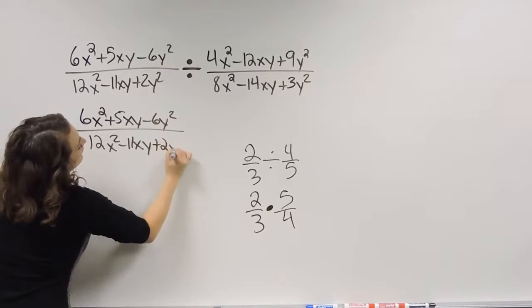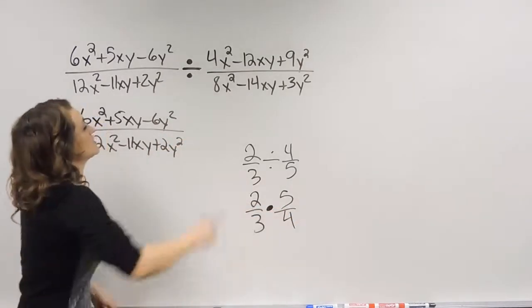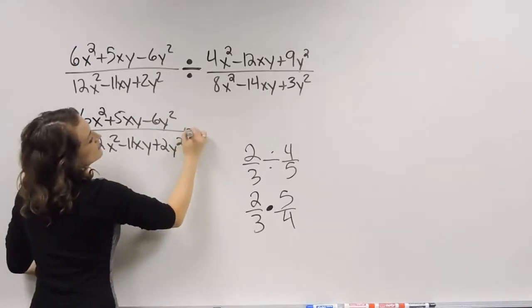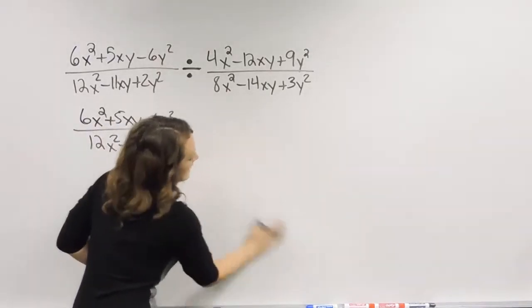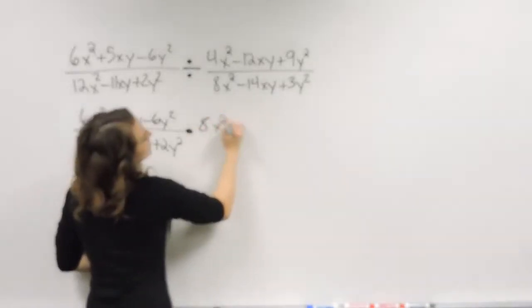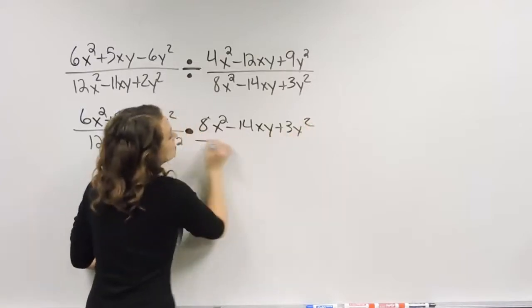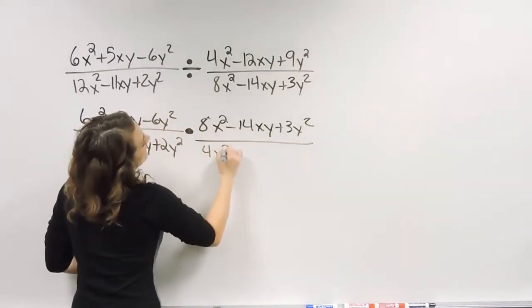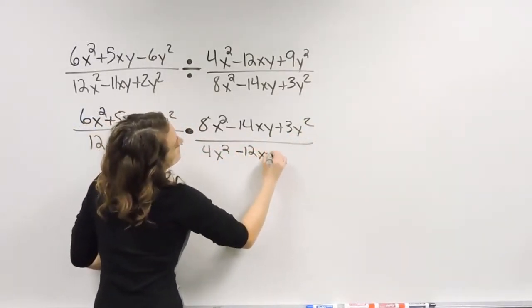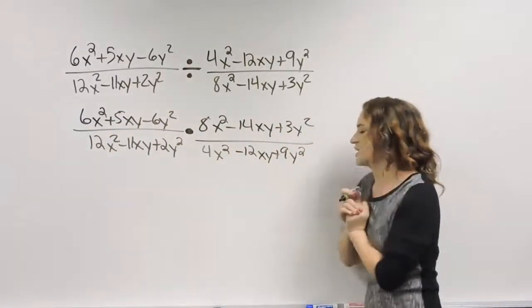Now the second part of the rule says, we keep, change, flip. So we change the division symbol to multiplication. And then we flip the second one here. So I'm going to flip around this second one. What's in the denominator is now in the numerator and vice versa. Right? So I'm taking the reciprocal of the second rational expression here.